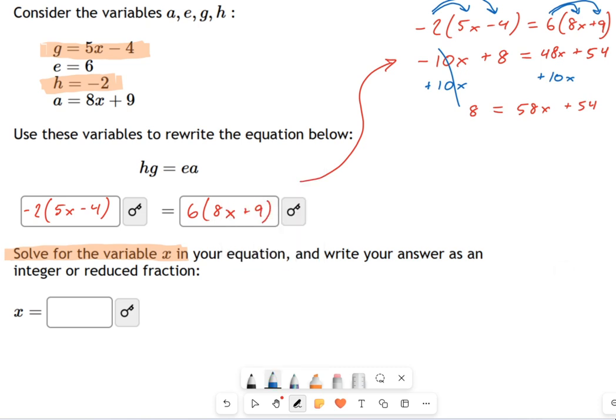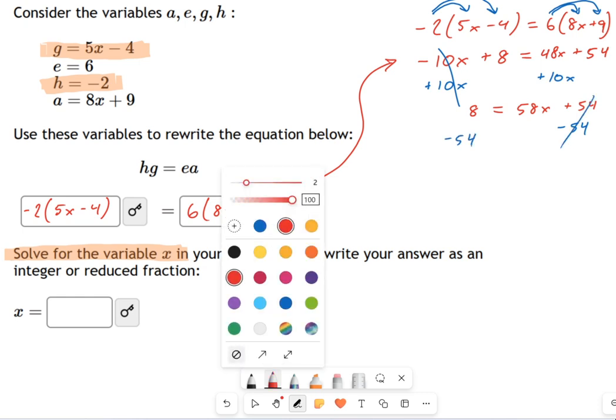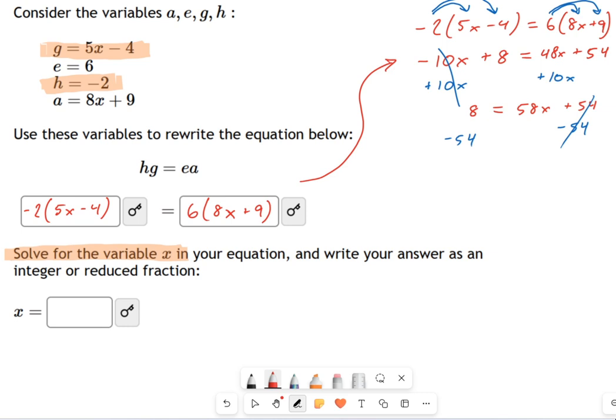Well, we're almost done. I just need the x by itself. So to do that, I'm going to say minus 54 from both sides. Minus 54, minus 54. That crosses those out. Well, what's left? We have 58x on the right, and there's no number on that side. That 54 was moved over. Now 8 minus 54, that could be a little tricky. I like to think of it as negative 54 plus 8. That's easier for me. And we get negative 46, I think.